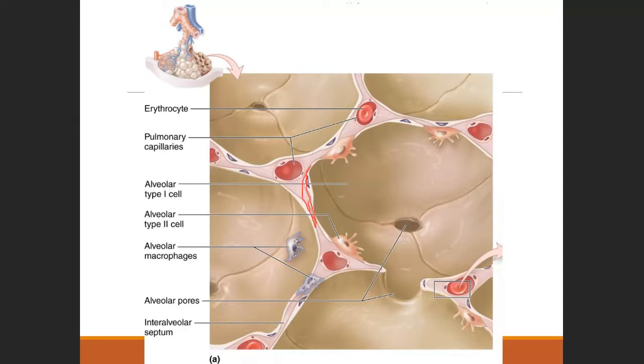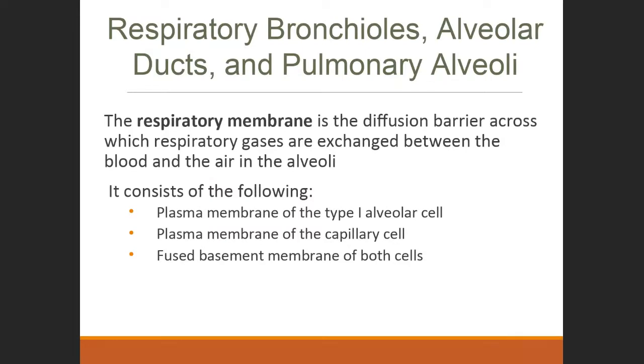Nice, broad, flat surface. Perfect for gas exchange. But then we will get these modified cuboidal cells producing that surfactant fluid that will line the inside of the alveoli. The respiratory membrane itself is actually composed of 3 portions.